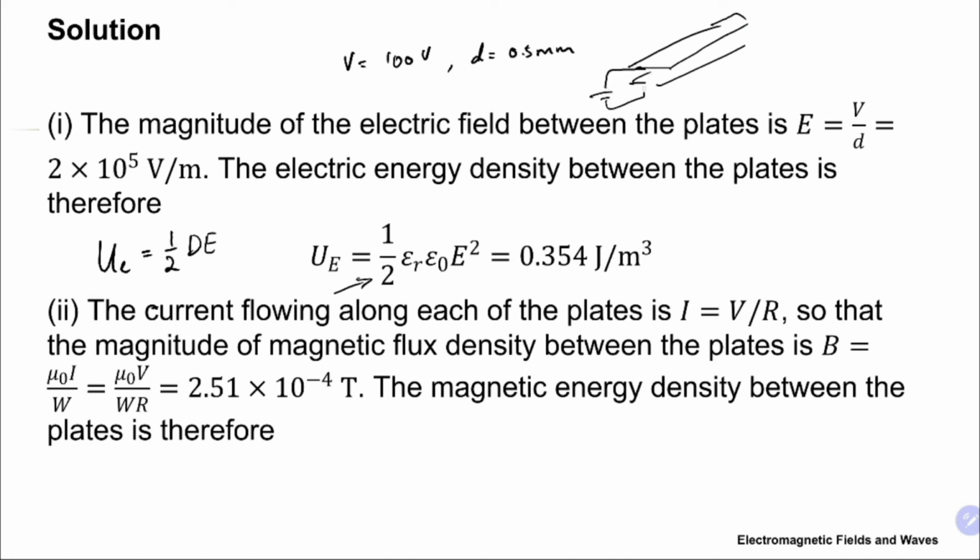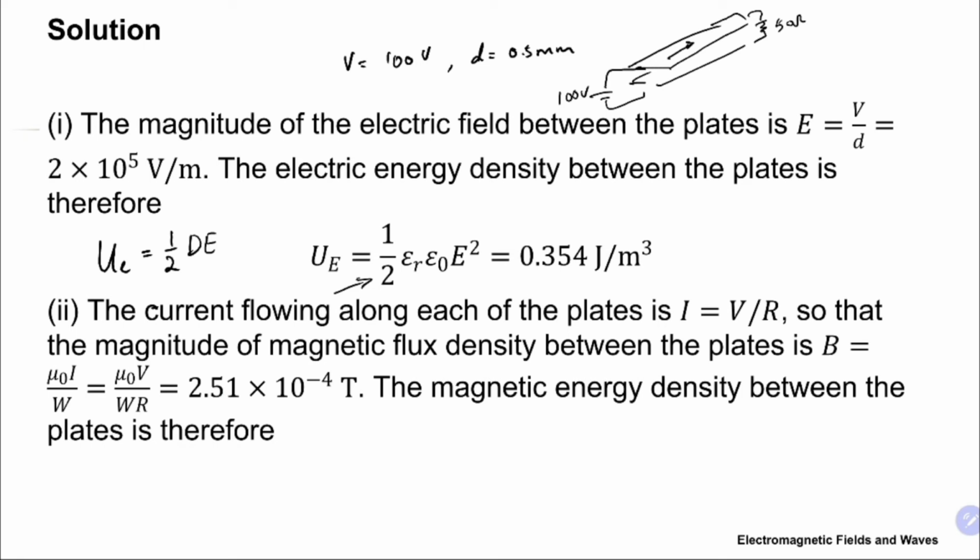We have 100 volts here, and then we have 50 ohms at the other side. Okay, therefore the current I will be equal to V over R. And then the magnetic flux density of a parallel plate, B, will be equal to mu naught I over W, and I is V over R. Put those parameters in, and that gives you 2.51 times 10 to the power minus 4 Tesla.